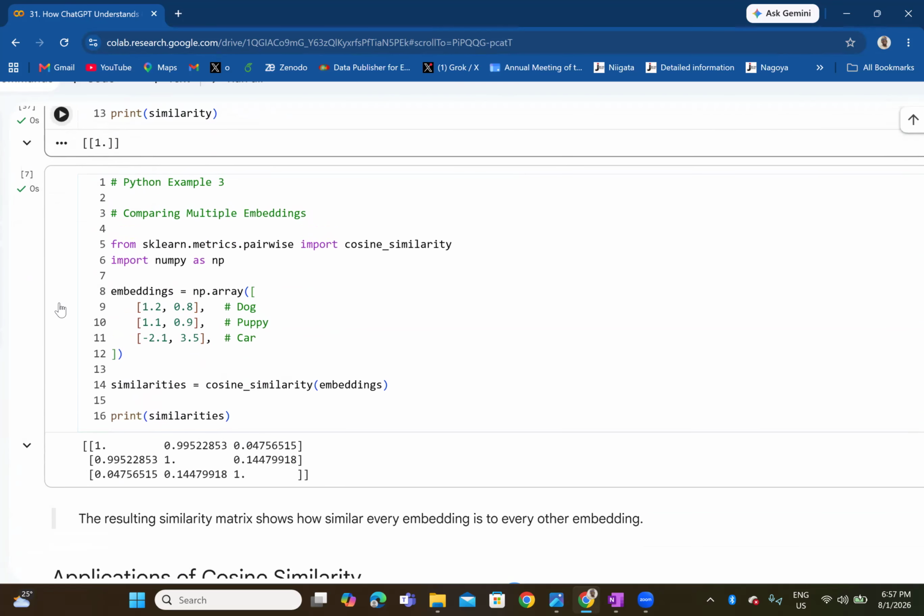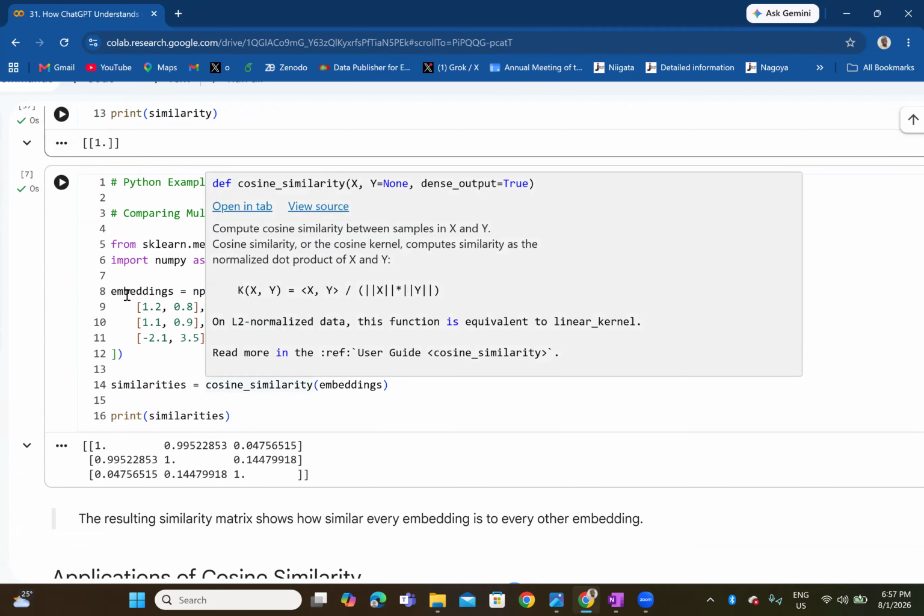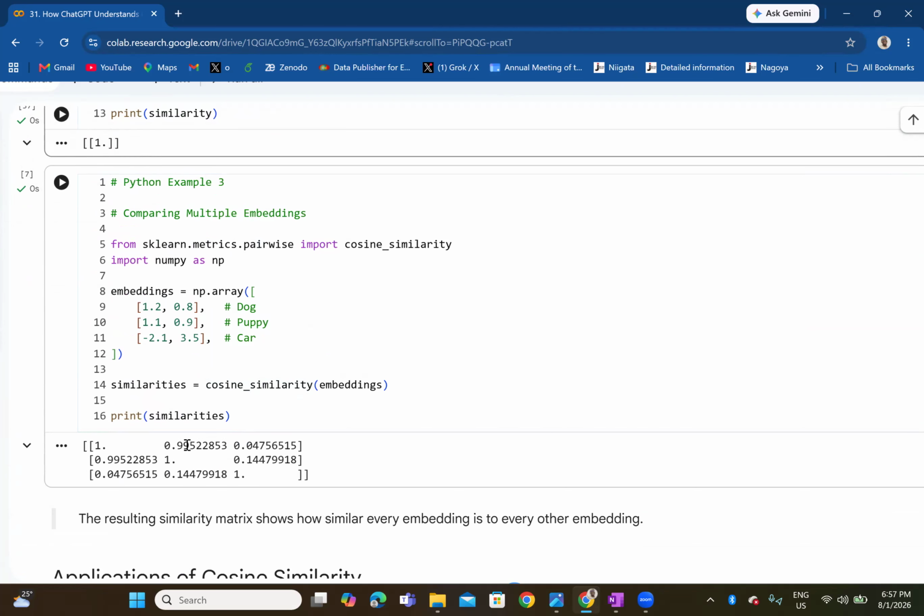In example 3 now, you want to compare multiple embeddings, using cosine_similarity from sklearn.metrics.pairwise. The embeddings array has dog (1.2, 0.8), puppy (1.1, 0.9), car (-2.1, 3.5). To get the similarities, you compute the cosine similarity of the embeddings. It gives you dog, puppy, car, and 1 here is the similarity between dog and dog.